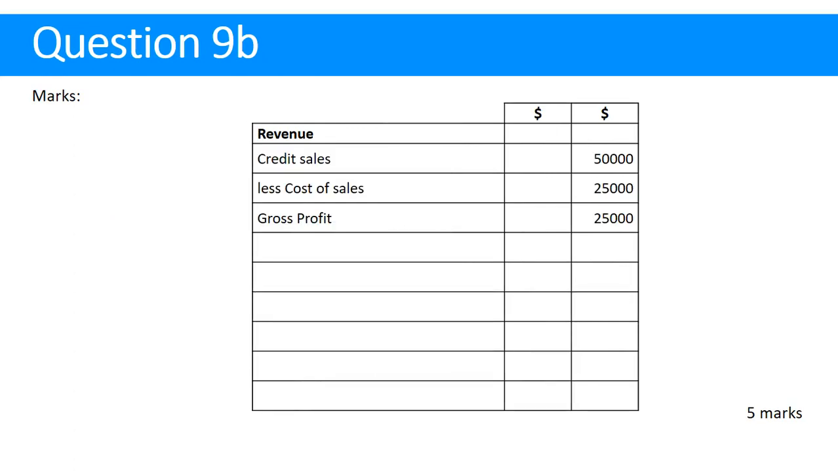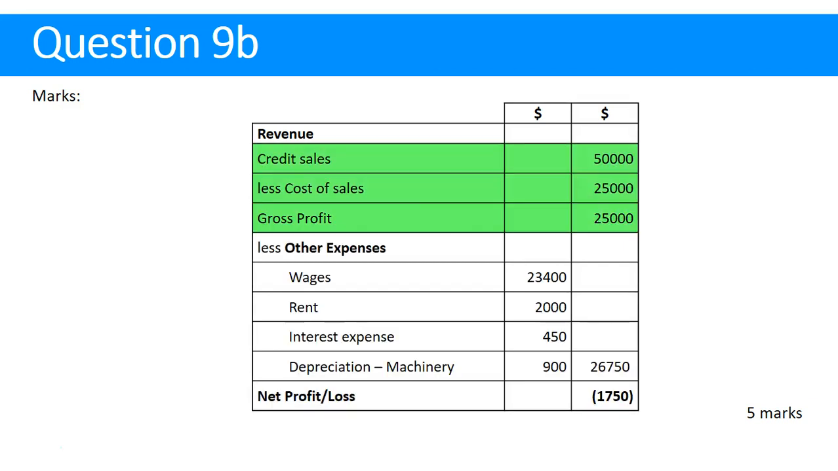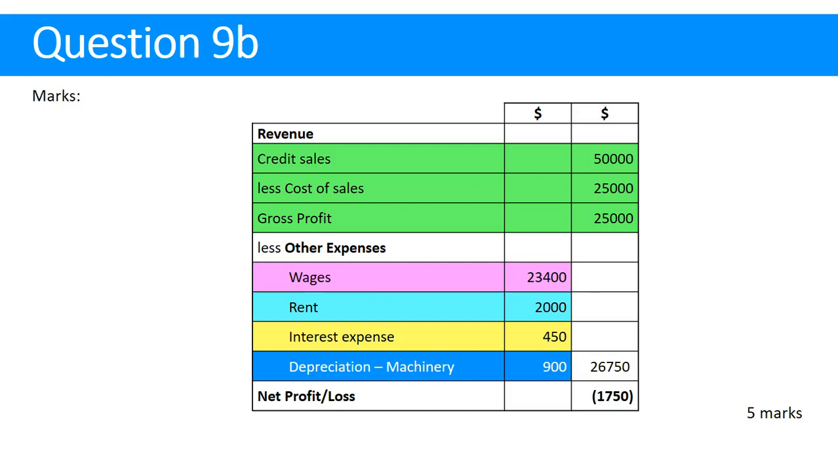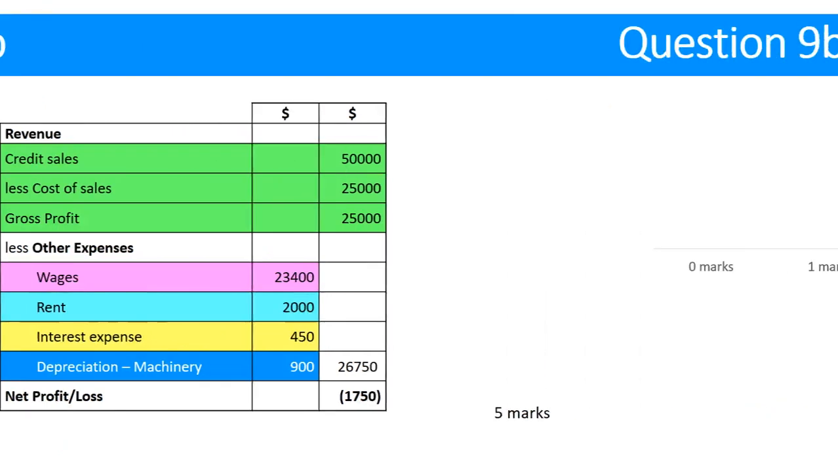So just looking through our marks for this question, we have 1 mark for the sales, cost of sales and gross profit, 1 mark for wages, 1 for rent, 1 for interest, and 1 for the depreciation. No marks for the total expenses or the net profit figure, which was actually a loss of $1,750.